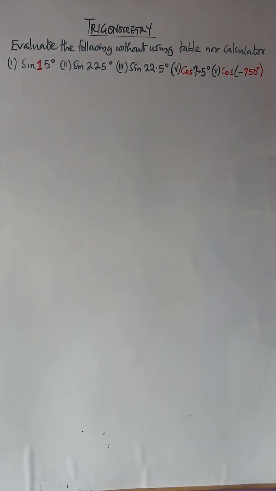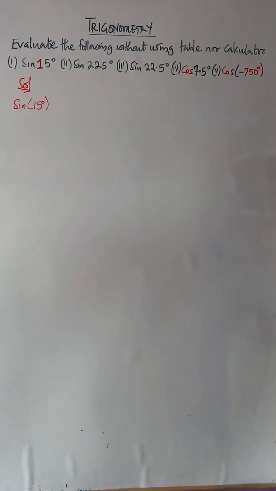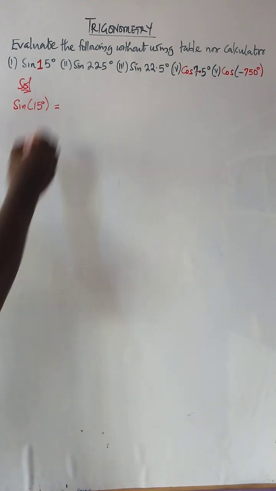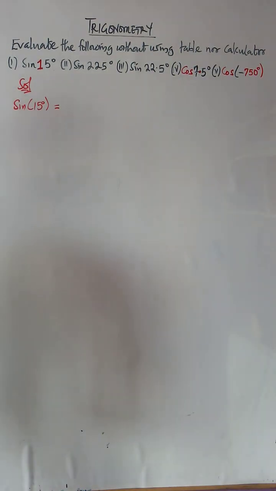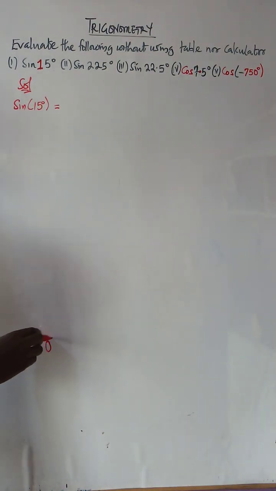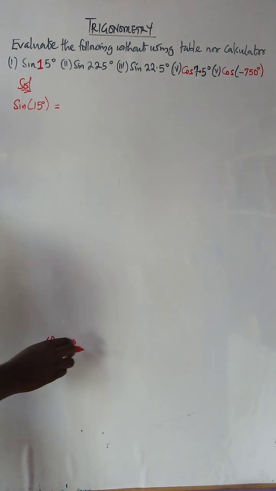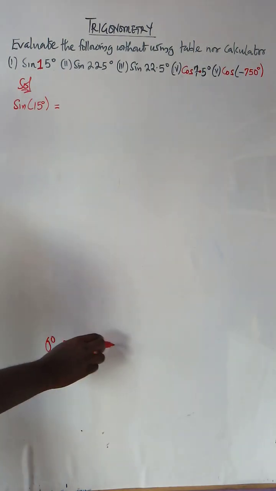Now look at this question. Evaluate the following without using table nor calculator. So the first one is sine 15. Whenever you are told not to use table nor calculator, there's an assumption. And what's the assumption? The assumption is that you should know the special angles.